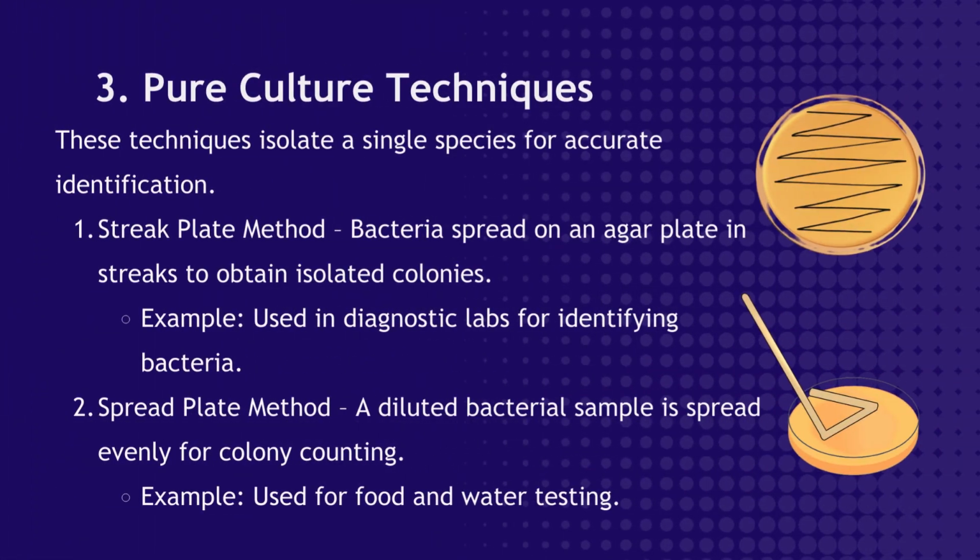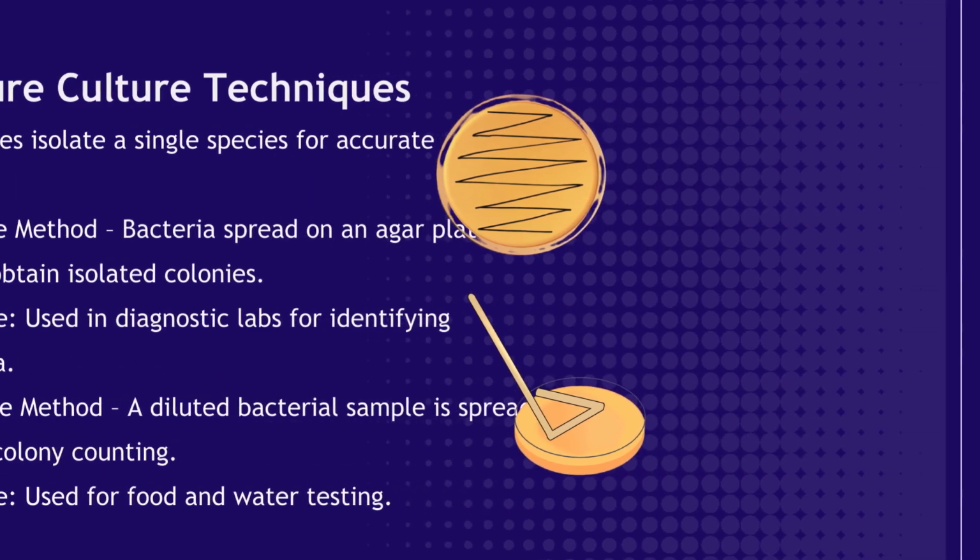Pure culture techniques isolate a single species for accurate identification. Streak plate method: bacteria are spread on an agar plate in streaks to obtain isolated colonies. Example: used in diagnostic labs for identifying bacteria. Spread plate method: a diluted bacterial sample is spread evenly for colony counting. Example: used for food and water testing.